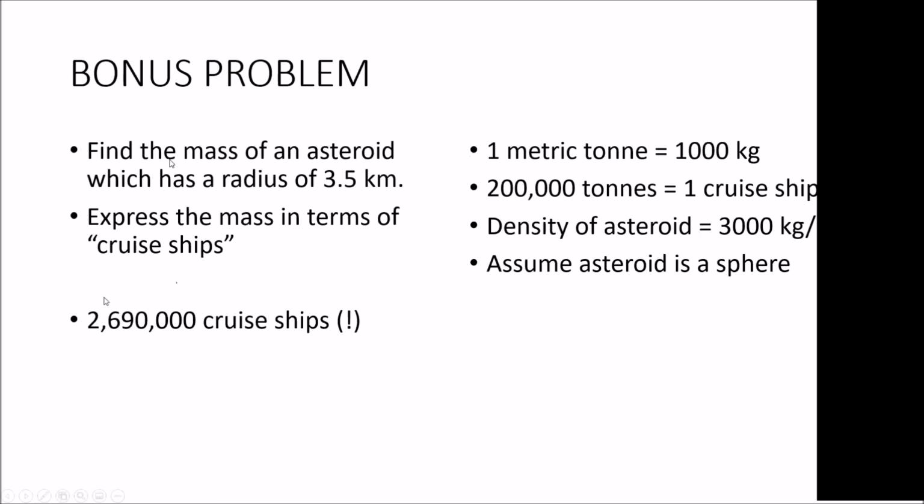This is a fun one, in my opinion. What's the mass of an asteroid which has a radius of 3.5 kilometers, but express it in terms of cruise ships? Because with cruise ships, you can have these gigantic numbers, but it still doesn't make sense until you can express it in terms that other people can think about. And the answer, this 3.5 kilometer asteroid, that doesn't sound very big. Oh, but it's like more than 2.5 million cruise ships. That's absolutely insane. So I give a lot of fun bonus problems at the end that I will solve for you, but I won't necessarily give you all the work. So this is just to challenge you.